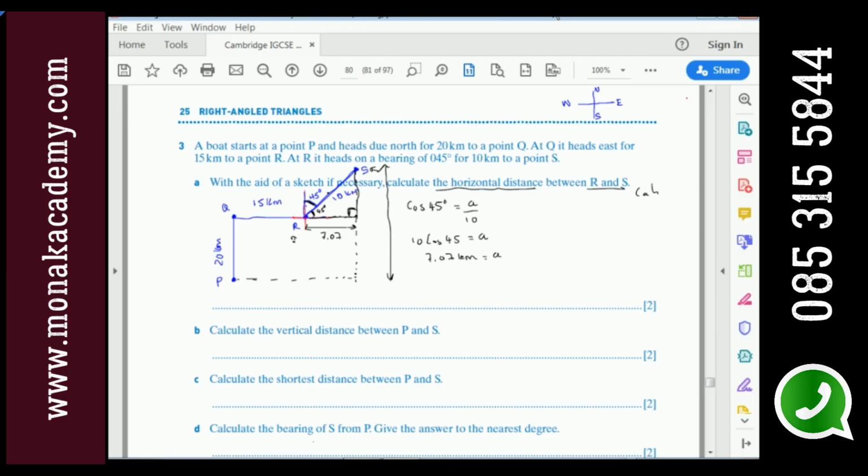First of all, do we agree with that? Yes. Vertical distance between P and S. So you know that P and S are not on top of each other, but they can have a vertical distance. First, how do you get it? To extend this line, and then we'll find that vertical distance.